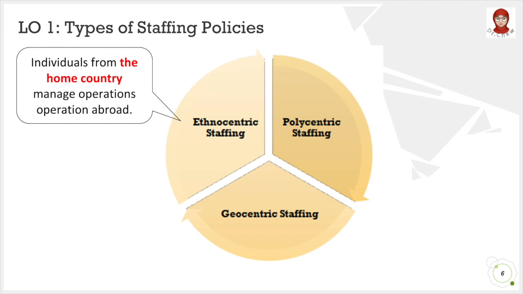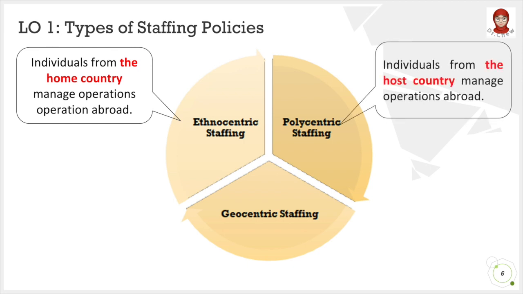This policy appeals to companies that want to control decision making in offices abroad and also formulate policy to work in every country of operation. This policy is suitable only for managerial positions under this staffing policy. In polycentric staffing, individuals from the host country manage operations abroad. Back to the example, instead of sending all Malaysian staff to run operations in Singapore, the company will hire local people of Singapore to manage their business.